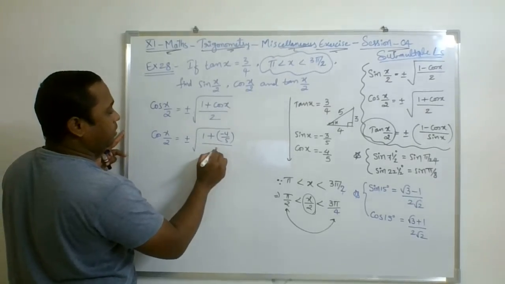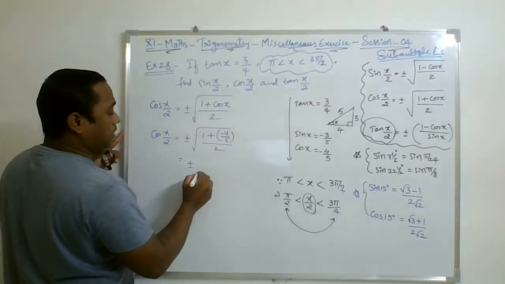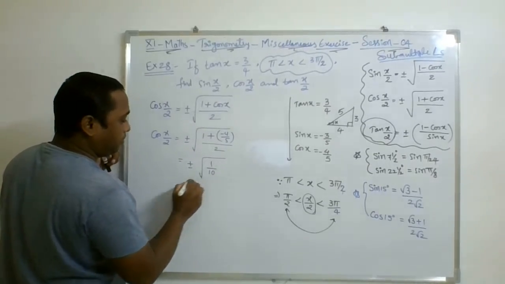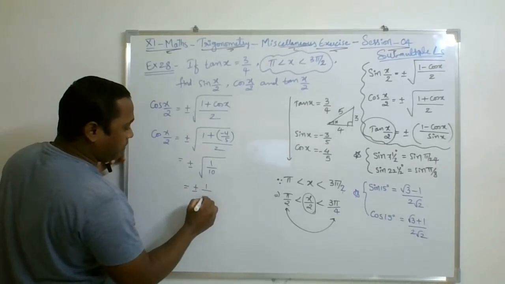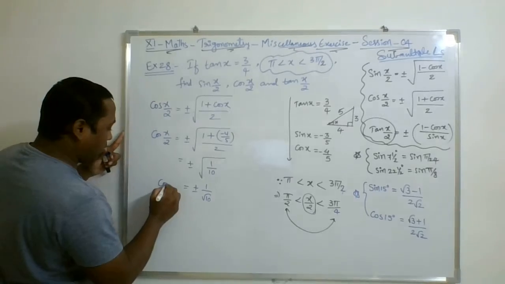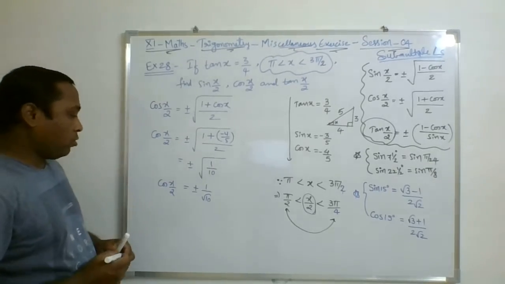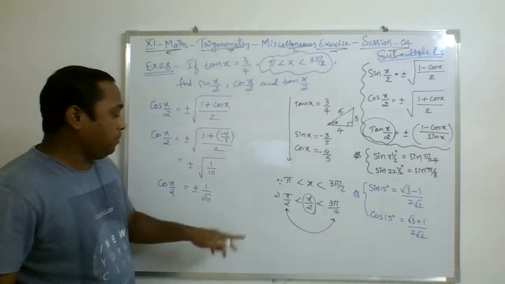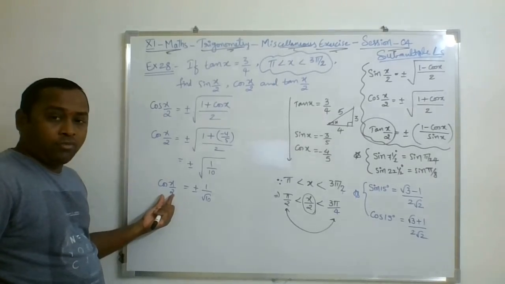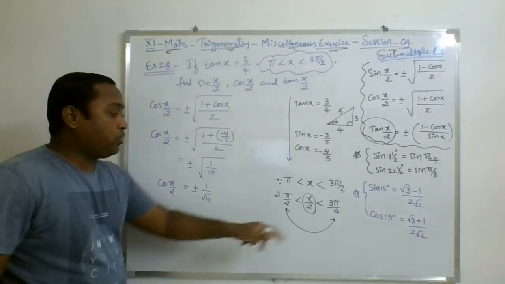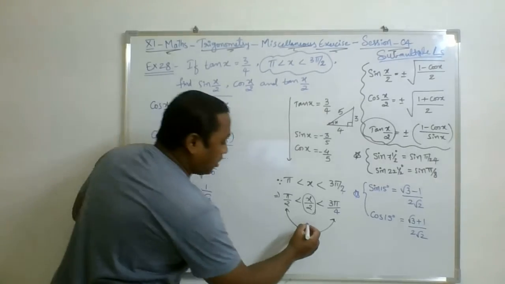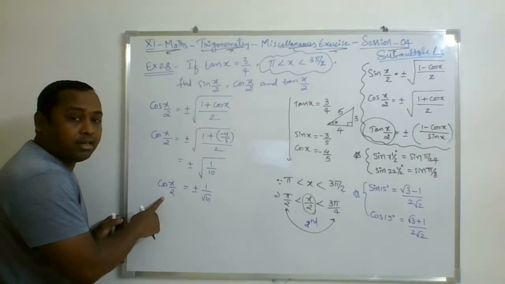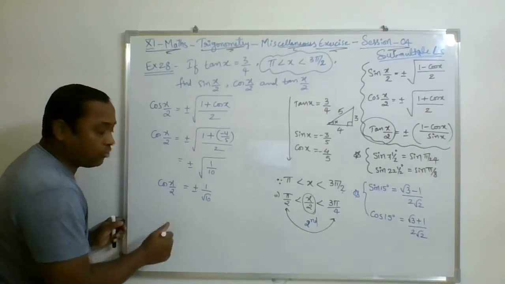Minus 4 by 5 by 2. So plus minus, by simplifying, 5 minus 4 is 1, 1 by 10. You may also speak plus minus 1 by root 10. So this is cos x by 2. Now the question comes again, which sign has to be taken? So what you will say here? Again x by 2 angle is involved. So x by 2 angle lies in what? Second quadrant. So in second quadrant cos theta is negative. Hence negative sign has to be taken.